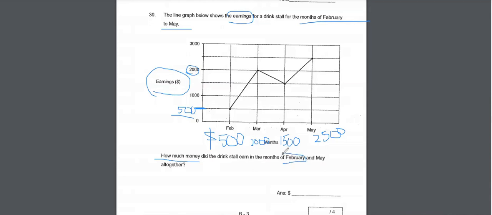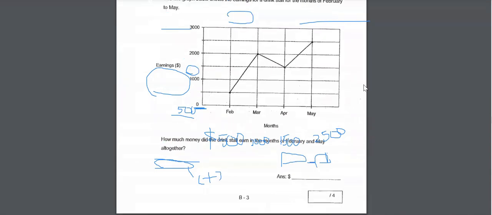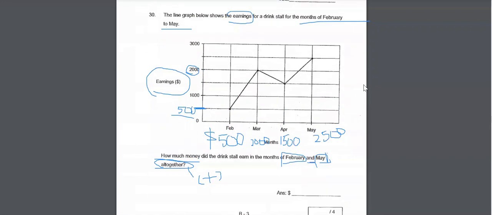February and May all together? What does all together mean? All together means everything, which means plus, because we want everything together. Okay, so let's see how much money did the drink store earn.